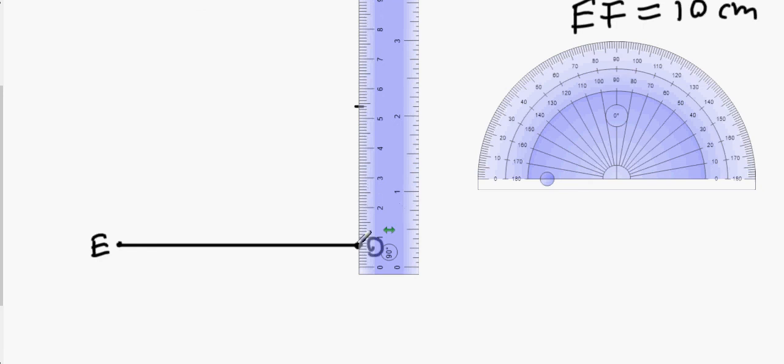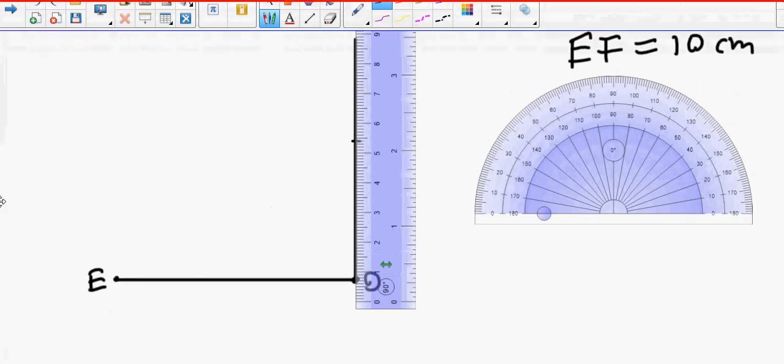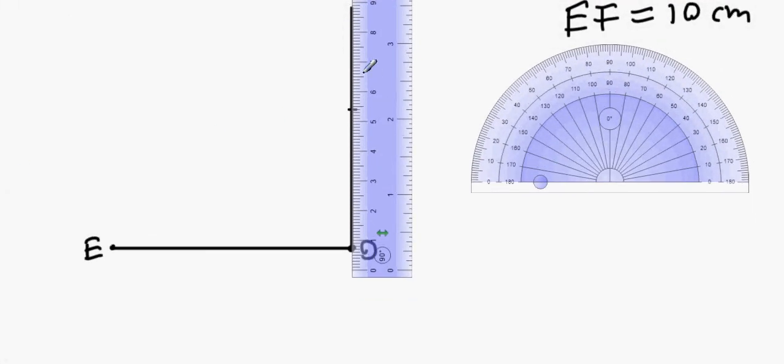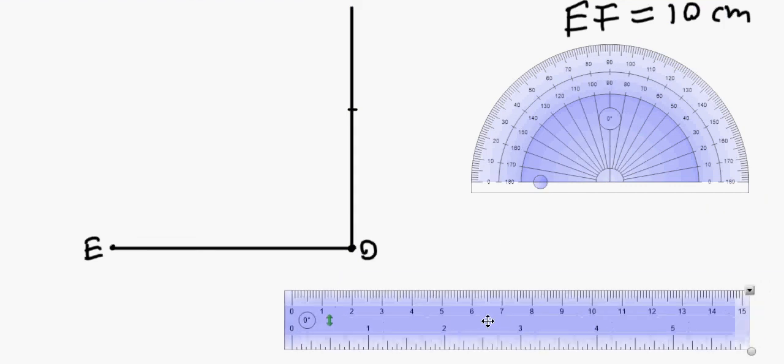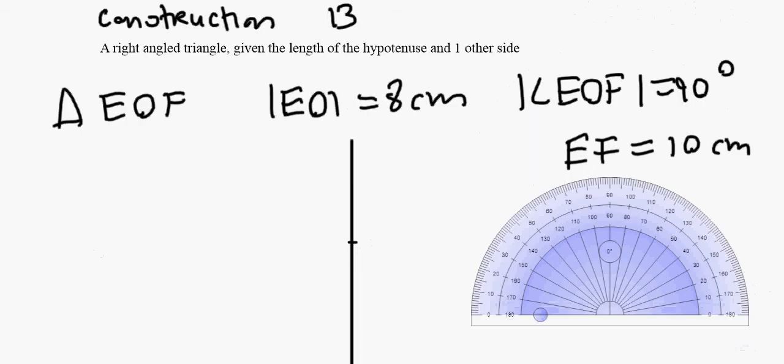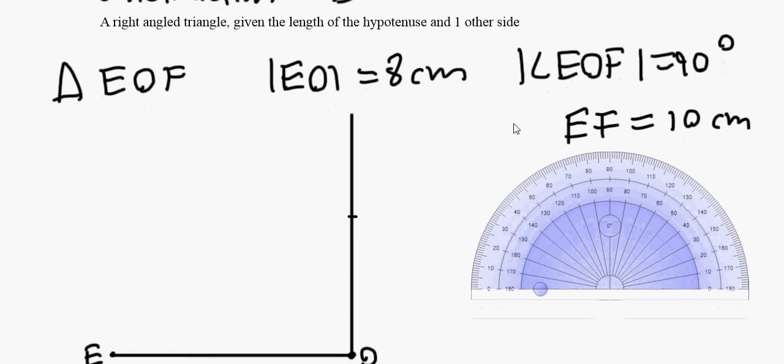So draw this line. You don't know how long it's going to be, so you can just draw it as long as you need it to be. Now, what we're going to do next is measure out the length of the hypotenuse. The length of the hypotenuse is going to be 10 centimeters, so 10 centimeters for the line EF, because EF is 10 centimeters long.